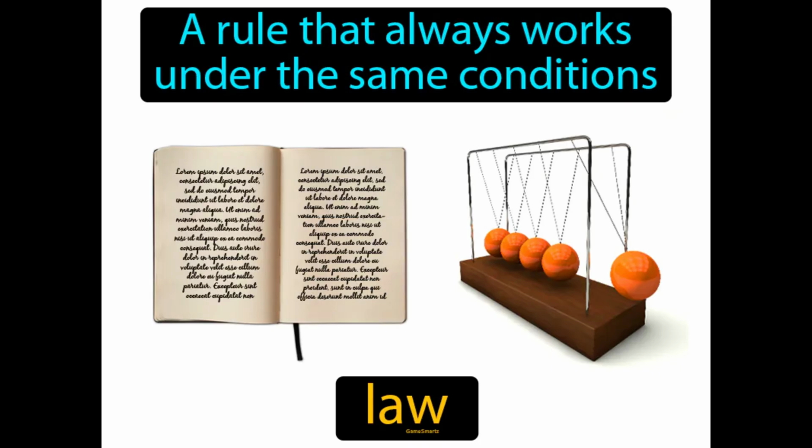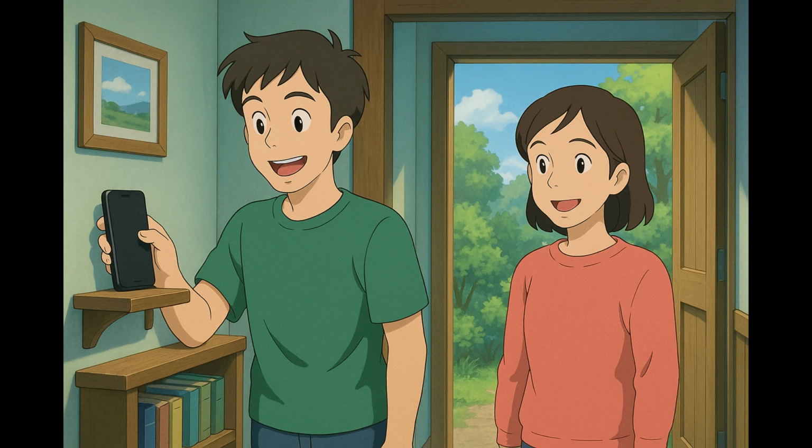A rule that always works under the same conditions. Law. In science, a law is a statement that describes a consistent and universal principle of nature. Imagine you always put your phone on a specific shelf when you return home so you never lose it. This habit is similar to a scientific law because just as you can predict your phone's location based on your routine, a scientific law predicts outcomes under set conditions.